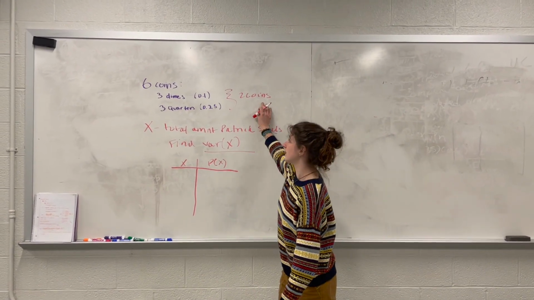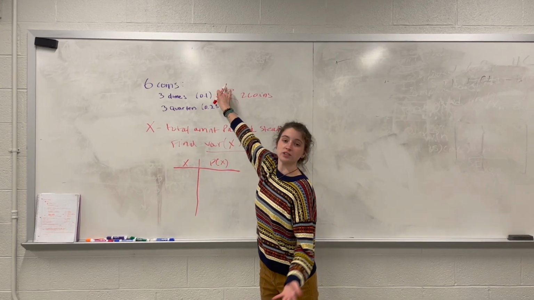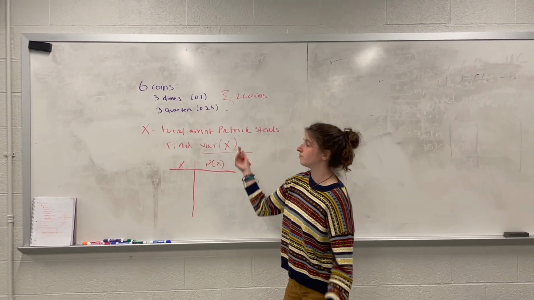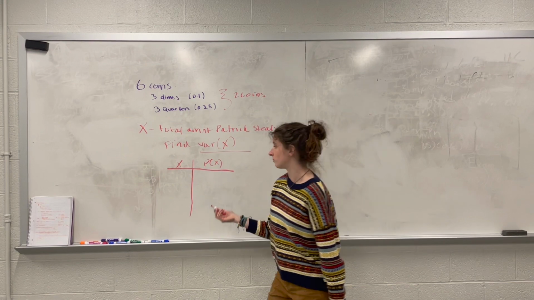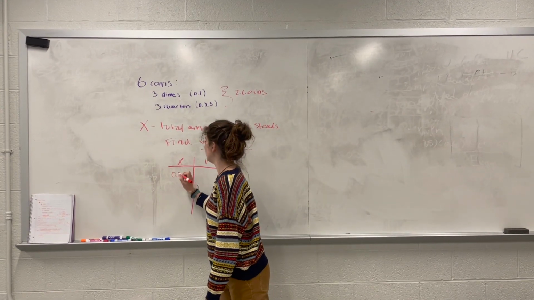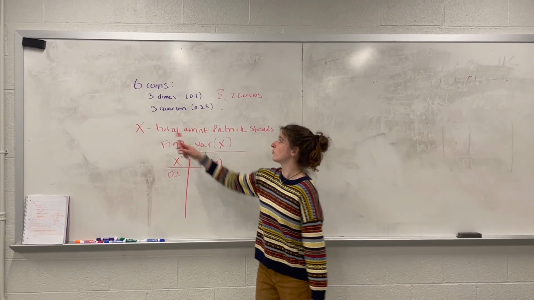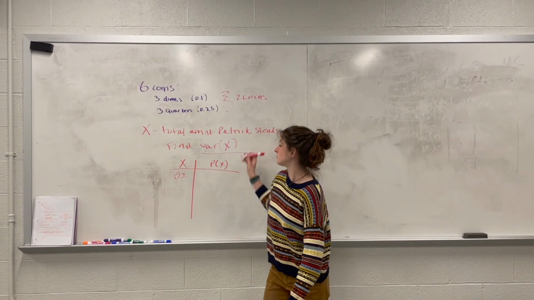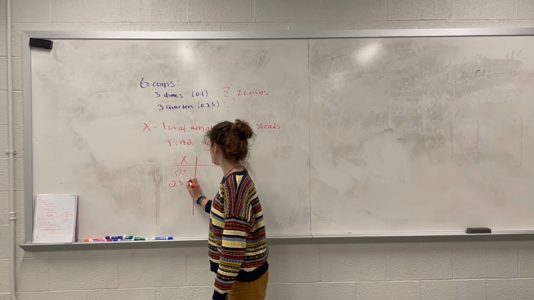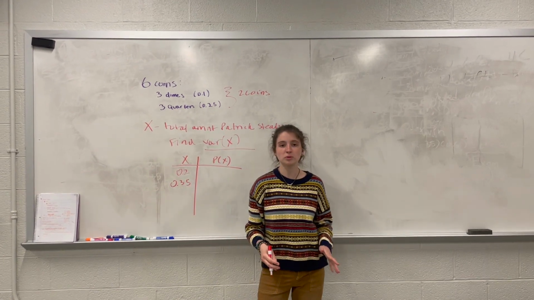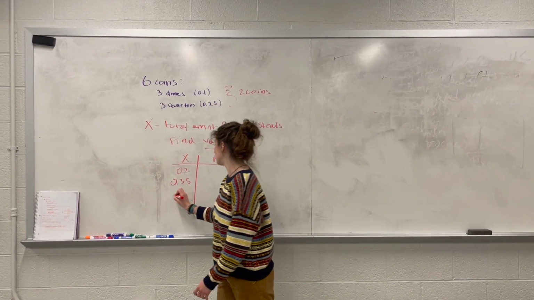If he takes 2 coins, he can take 2 dimes, right? And so his total money is 0.2, because you add this twice. Our next possibility is having 1 dime and 1 quarter. That's $0.35, 35 cents. And our last possibility is picking 2 quarters, and that's 0.5.